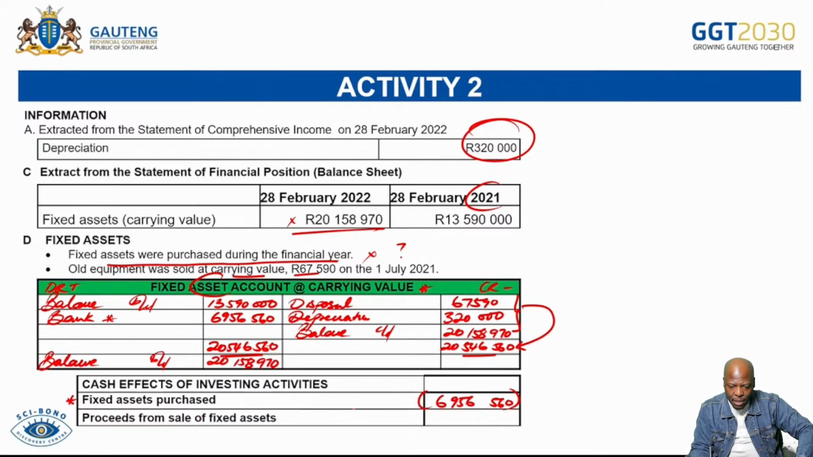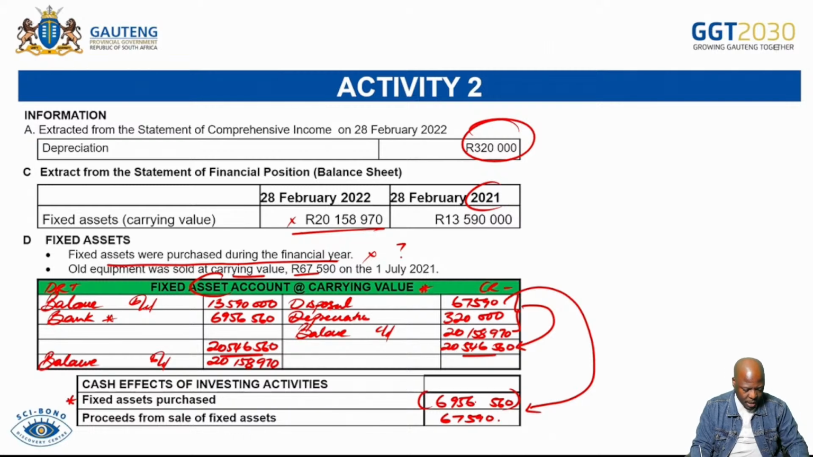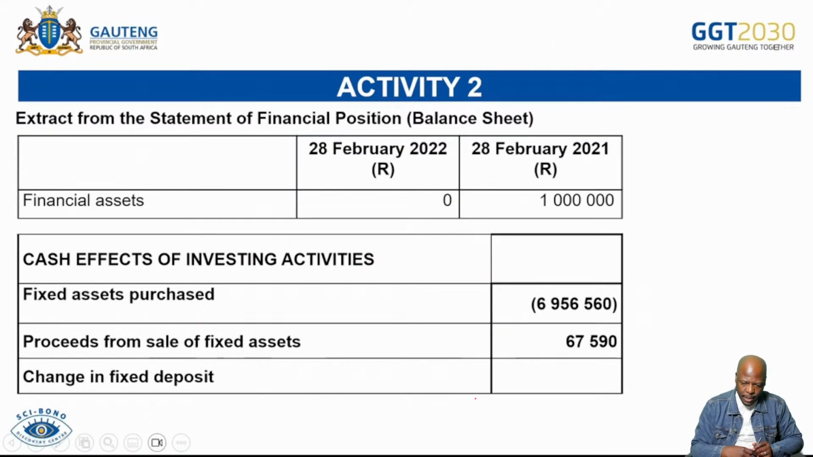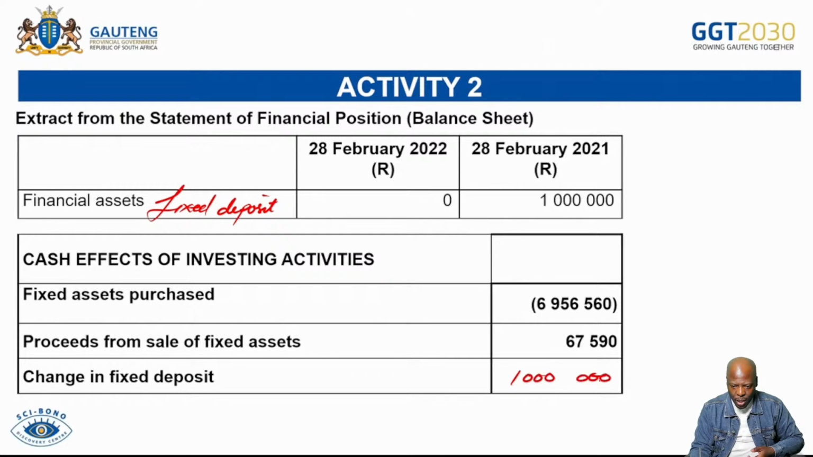And then I also have my proceeds from sale. Did I dispose any asset? Yes. I'm going to bring that, which is my 67,590. I have disposed an asset. There it is. And then lastly, I come to my financial asset. Remember, this is my fixed deposit. So I'm asking myself, did my fixed deposit increase or decrease? If it decreased, that means it is matured. So my change in fixed deposit, it is 1 million. That is my cash inflow. So I can close this bracket now.